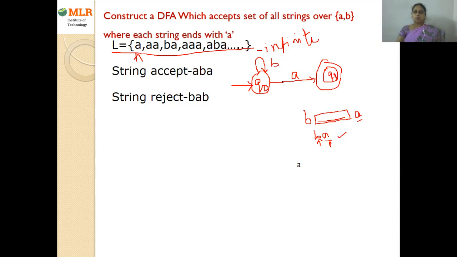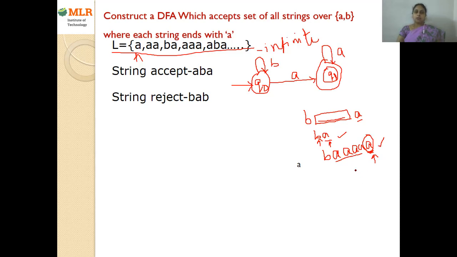Now for Q0 we have b and a. Now coming to Q1. Suppose I am in the state like this, ba. If I get one more a or any number of a's, this represents that at the end you will be finding a. That means I am going to accept any number of a's in this state, right? I can have any number of a's, and at the end I am going to find a only. That's why I am going to accept it.